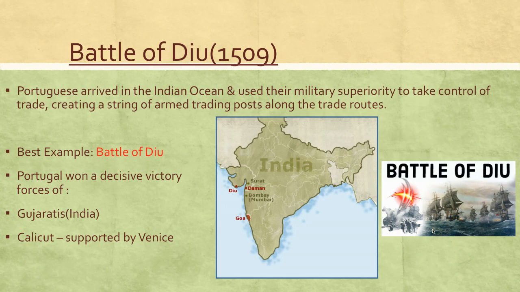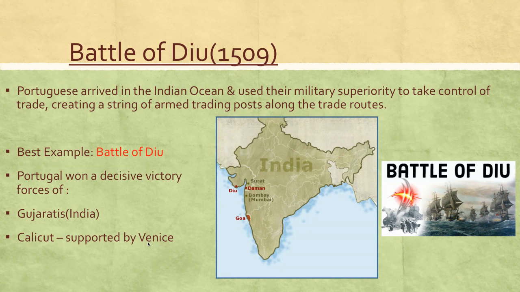One of the ways in which the Portuguese come in and gain this monopoly is an early battle, the Battle of Diu. The Portuguese arrive in the Indian Ocean. They have their military superiority. They take control of trade. They create these armed trading posts. And they're going to have to win a decisive victory early on against the Gujaratis, which is from the very wealthy city-state of Gujarat over in Western India. And then also Calicut. And Calicut got help from Venice all the way over in Italy.